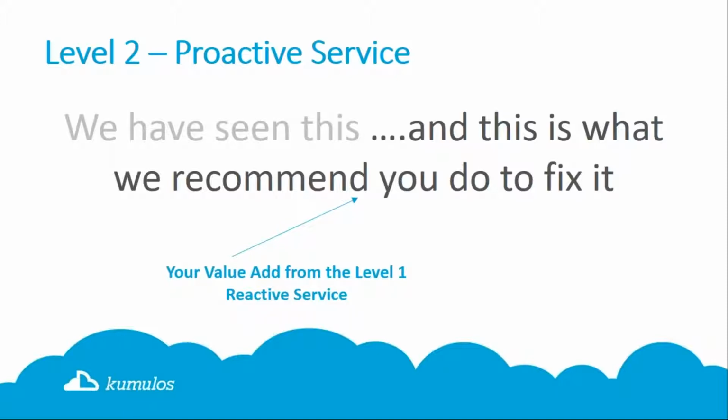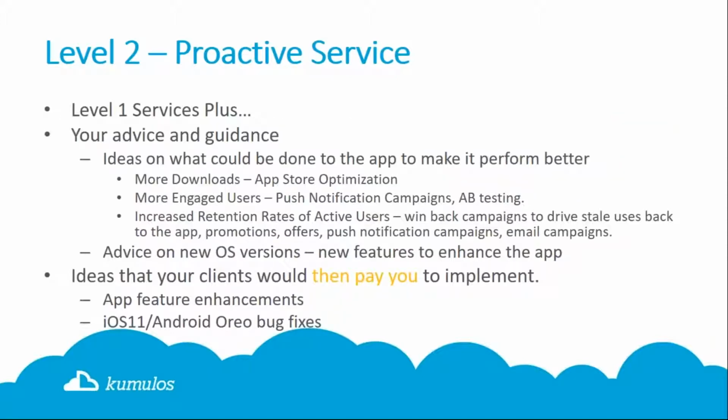Some ideas of what would be included in the proactive service would be pretty much everything that you've got in level 1. But as I've said before, some advice and guidance. You would be giving them broad ideas in terms of what they could do to improve downloads from the App Store. So obvious things like more frequent updating to the app, optimizing the App Store listing, adding video. These are just suggestions that you're going to give.